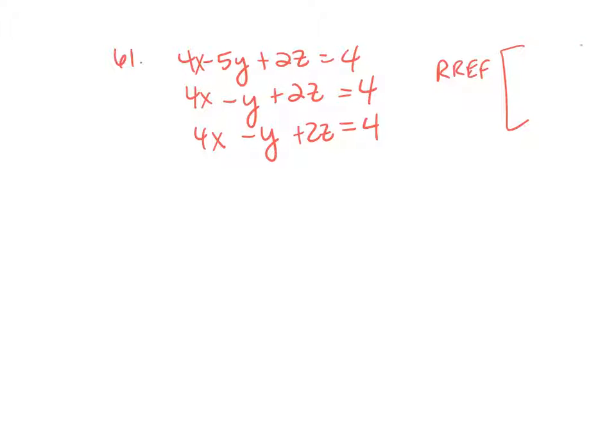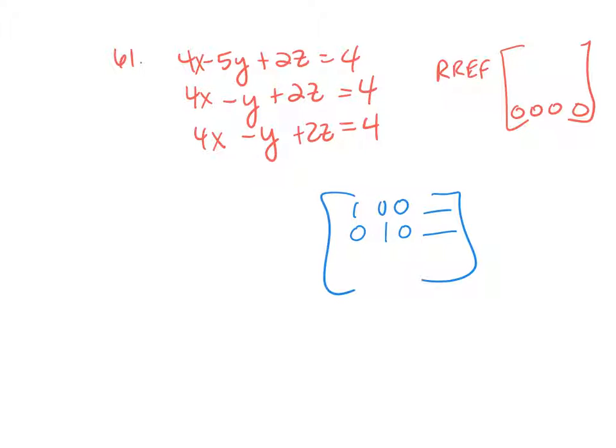So everybody do ref. And you'll notice it has all zeros at the bottom, I believe. Everybody do that. If it is a solution, it's going to look like this: 1, 0, 0, and any number; 0, 1, 0, and any number; and 0, 0, 1, and any number. That means that this is x, y, and z.